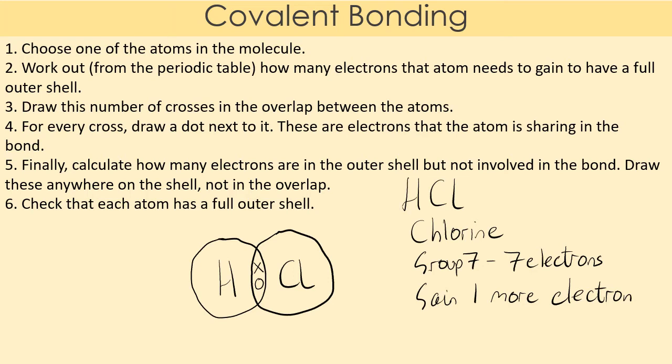Finally, calculate how many electrons are in the outer shell but not involved in the bond. Draw these anywhere on the shell but not in the overlap. So I've drawn 1 electron that is involved in here. I had 7 in total. I've got 6 more to draw. So I'm going to add them on.